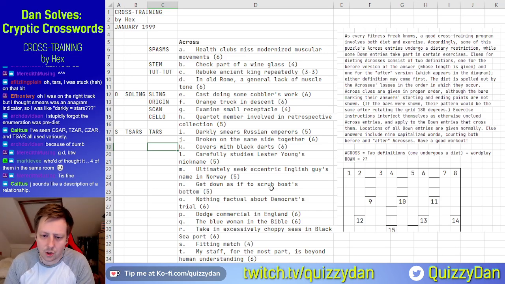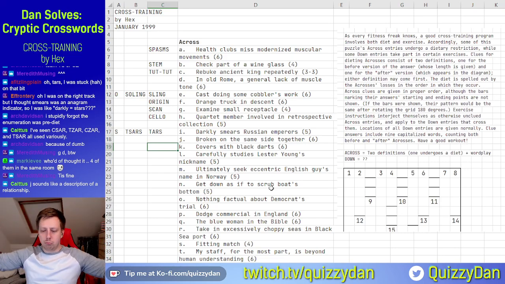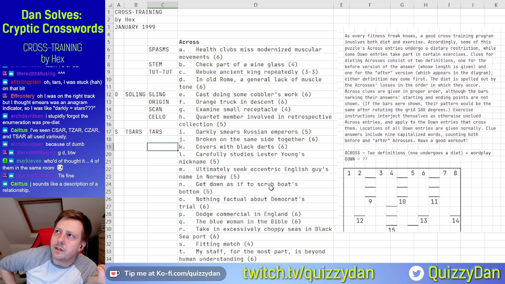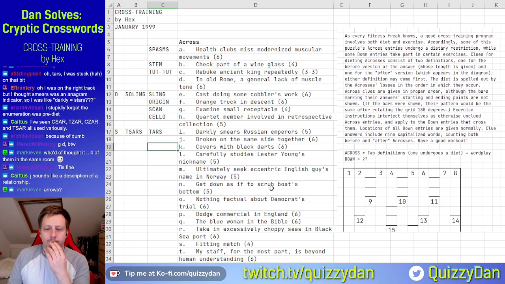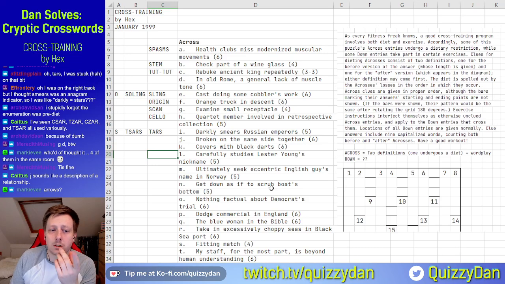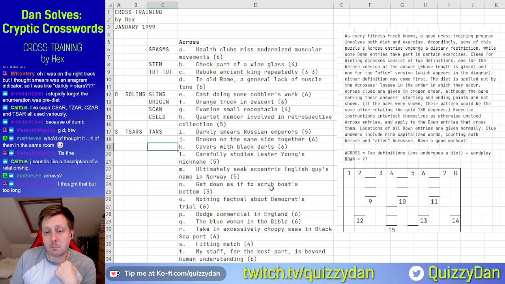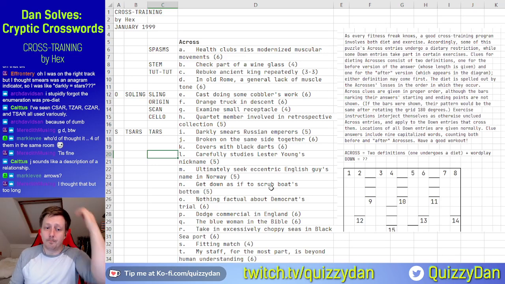So covers is probably a definition. Black is probably B. Darts. Flits from side to side. Darts. Speeds. Runs. Covers. If you cover, you... Runs? Nope. L. Oh yeah, darts as in pointy arrows. That's true. Projectiles. Covers with black dart. Barrows, no, because it's not one of those.